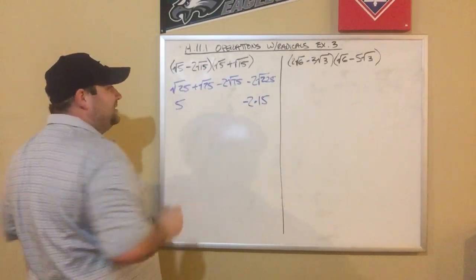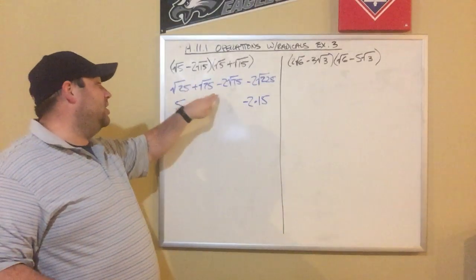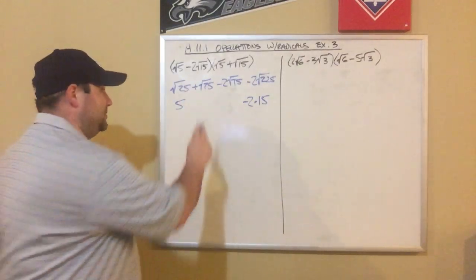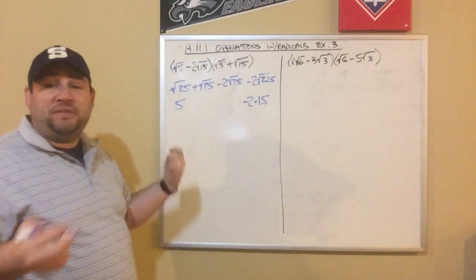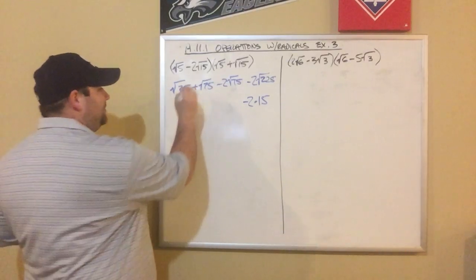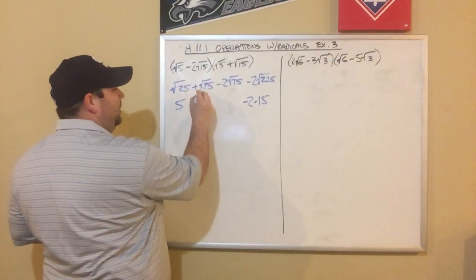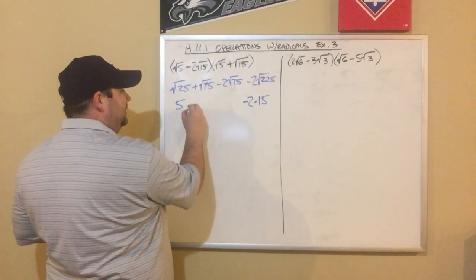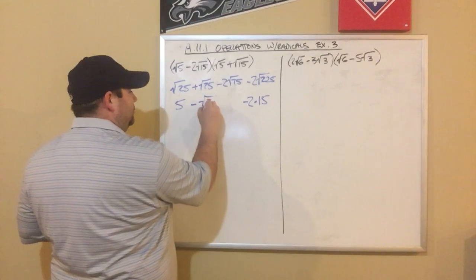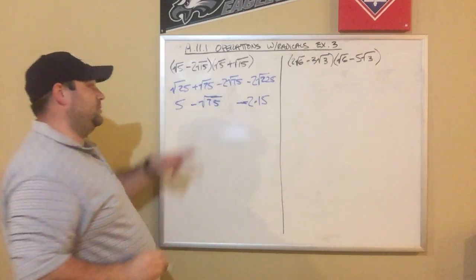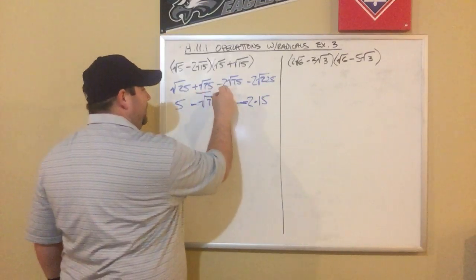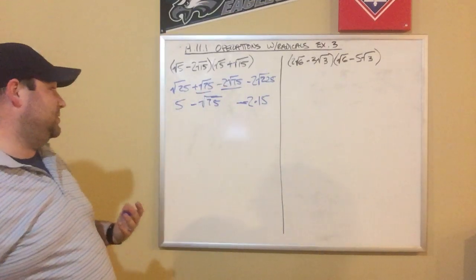Now, the other thing that's going to happen in this case, when our two middle terms are like terms, because I got a root 75 minus 2 root 75. They both have square root of 75. So remember, if there's no number, you can think of that as a 1 in there. 1 minus 2 is negative 1. So I'm just going to put minus root 75 there. And then over here, this was still minus 2 times 15. So I combined this term and that term because they are like terms.